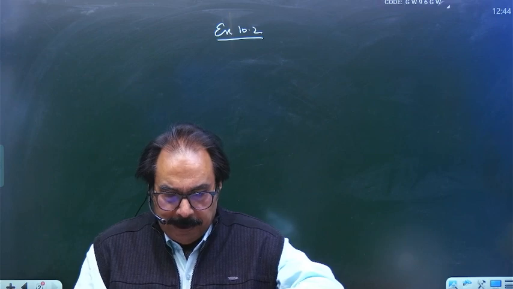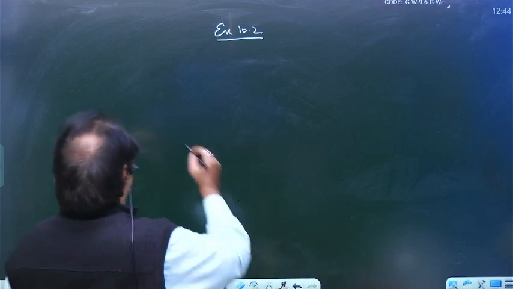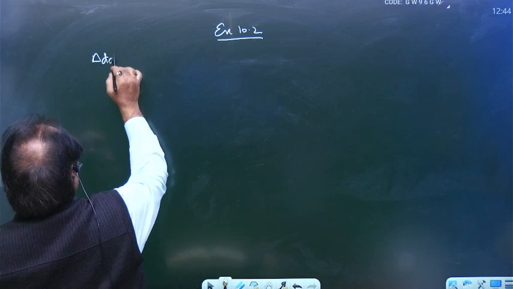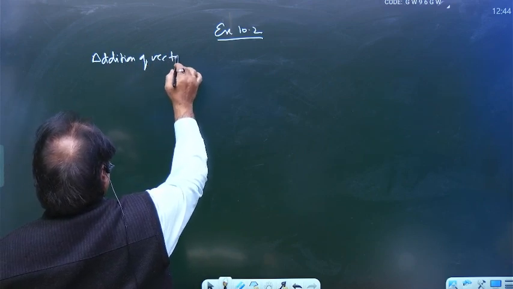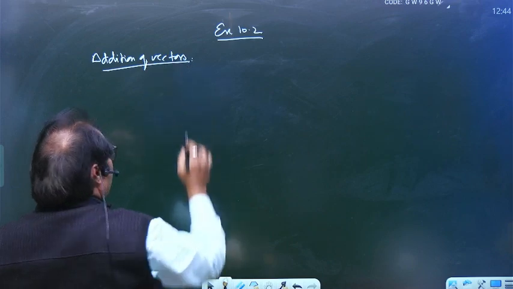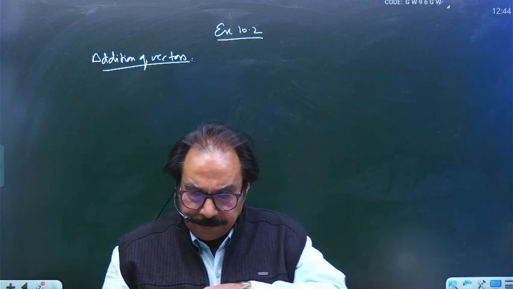So first point is addition of vectors. Addition of vectors. How will we find the addition of vectors?